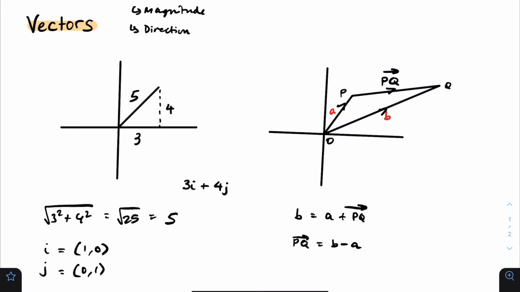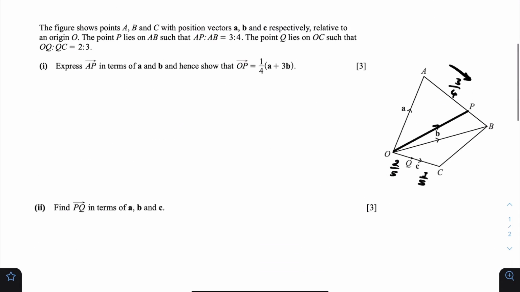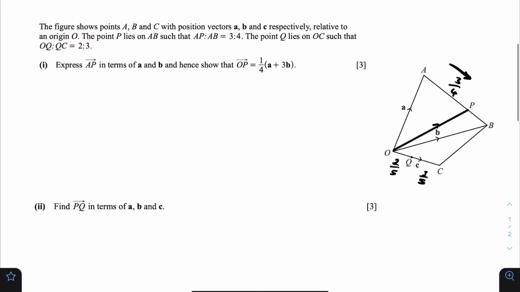So I think these are just some of the basic parts about vectors, and now I'm going to move on to a practice problem. So the figure shows points A, B, and C with position vectors a, b, and c respectively relative to an origin O. The point P lies on AB such that AP to AB is 3 to 4. The point Q lies on OC such that OQ to QC is 2 to 3. Express AP in terms of a and b, and hence show that OP is equal to 1 over 4 times a plus 3b.